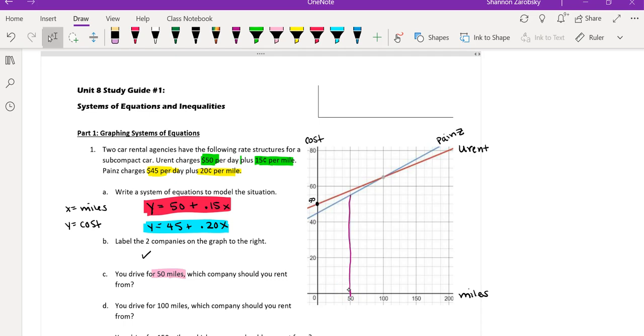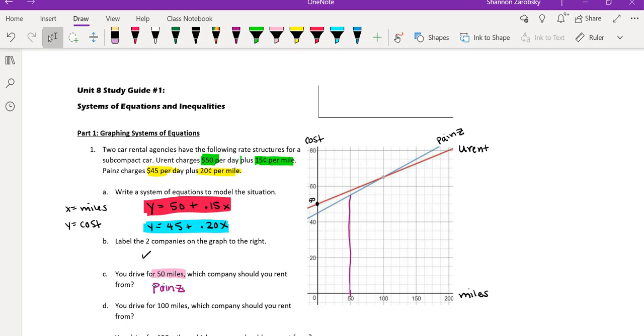Now, if you are a smart consumer, you are going to rent from the company with the lower cost. Cost is on the vertical axis over here, so whichever line I come to first is lower. You notice how the blue line is lower than the red line? That means the cost is lower at the blue company, Paynes, for this particular mileage. So I would rent from Paynes if I was only going to drive for 50 miles.